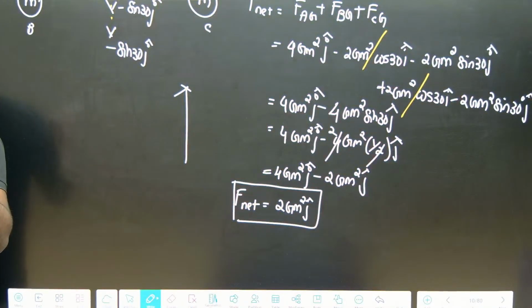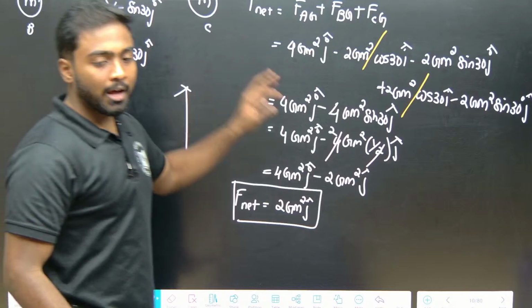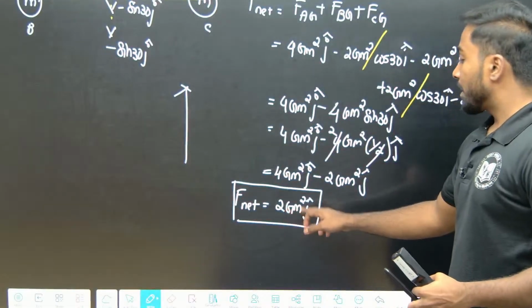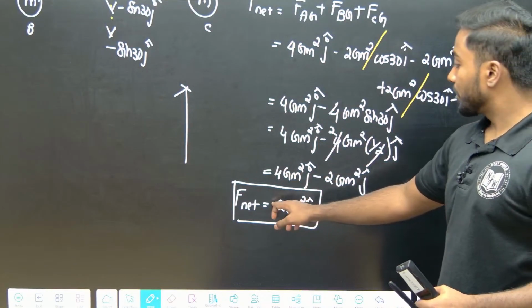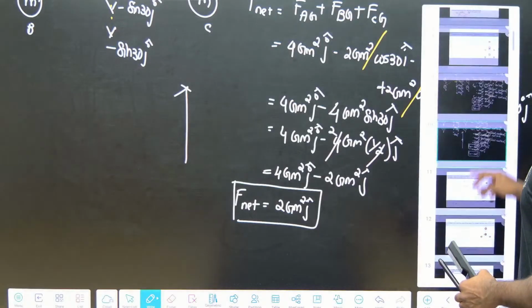Yeah, I guess it's now clear. No, the board is clear now. Yes, it is towards up. So this is the answer for this question: 2g m square j cap. I should see the sign also. It is plus. Okay.